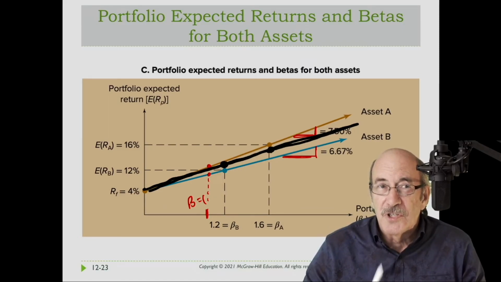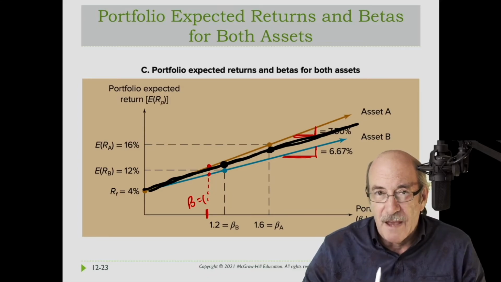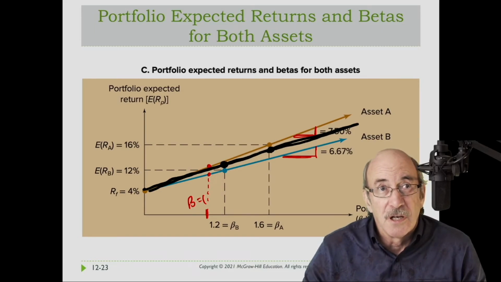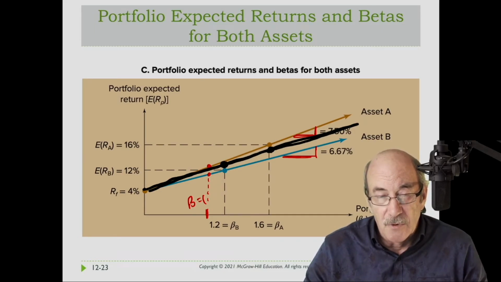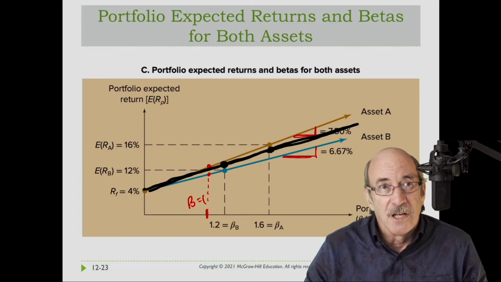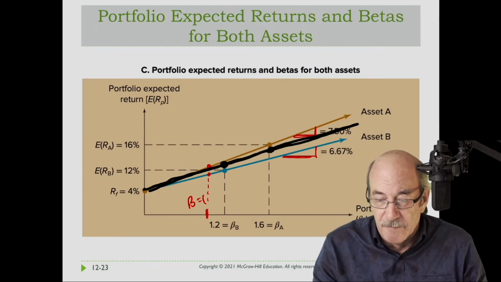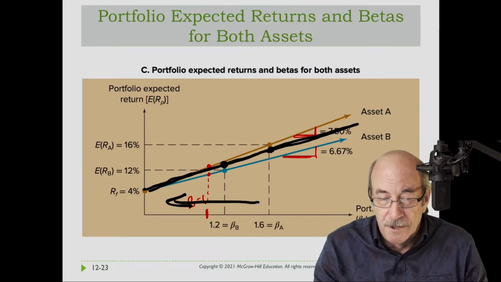Yes, but here's the key. I'd actually have some combination of A and B, and if I was worried about my returns or I was risk averse, I would increase my holdings in the risk-free and decrease my holdings in both A and B. And then I could shift myself back down this direction to a lower beta on my portfolio.